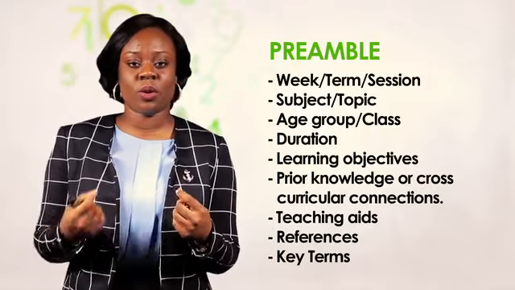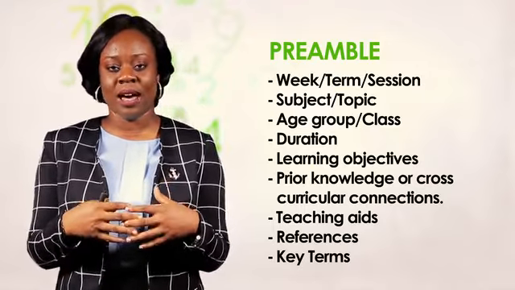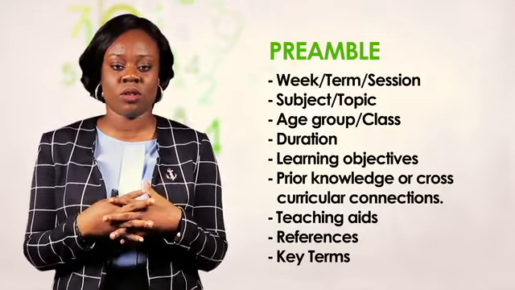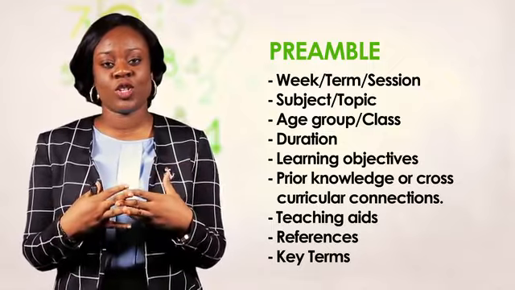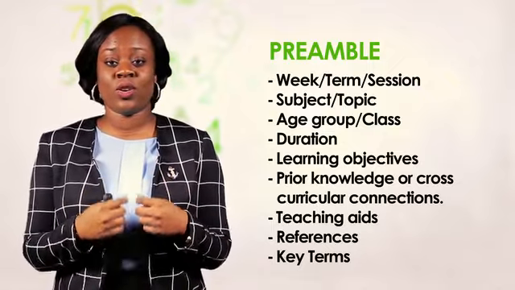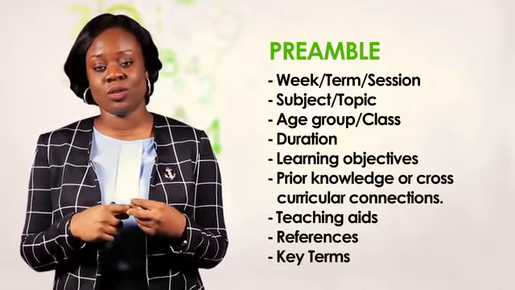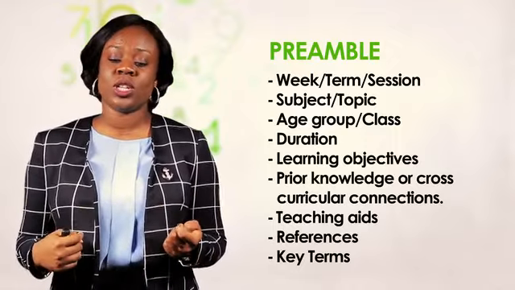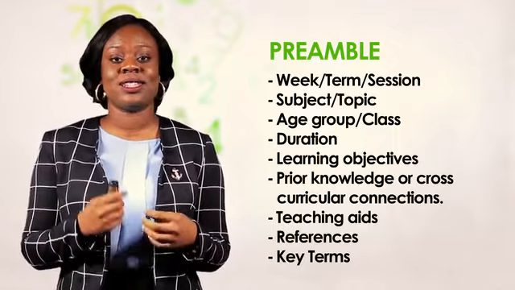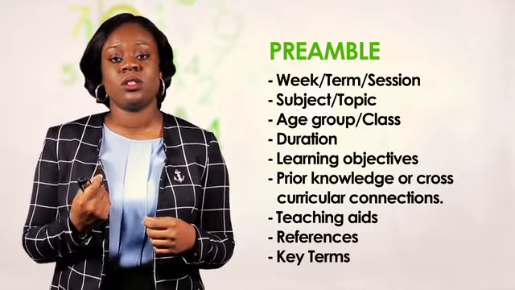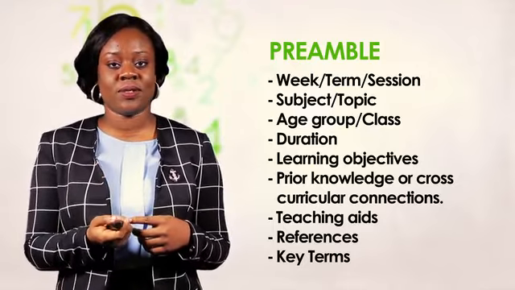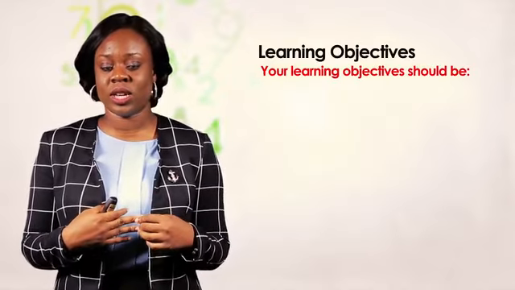You can also jot down the prior knowledge pupils have on that topic or any other cross-curricular links that will be useful for the lesson. Remember, prior knowledge talks about what students already know about the topic and what they need to know. List out your teaching aids, your references, and define any key terminology that will help the teacher teach the lesson effectively. Let's talk about the learning objectives.